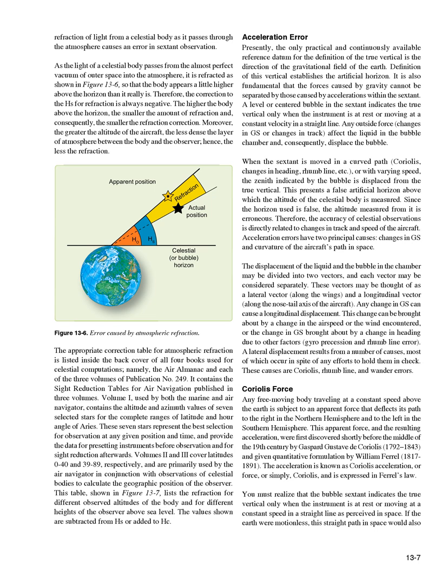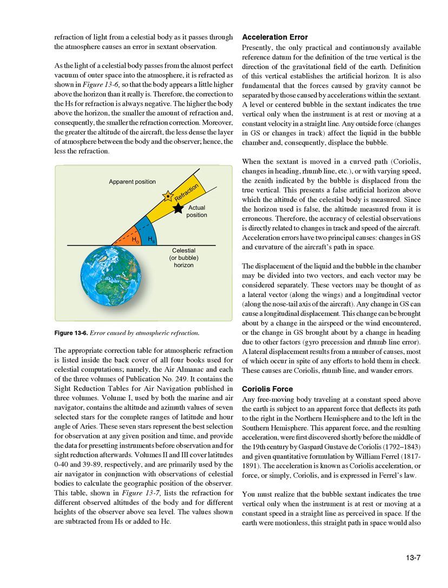Coriolis force: any free-moving body traveling at a constant speed above the Earth is subject to an apparent force that deflects its path to the right in the northern hemisphere and to the left in the southern hemisphere. This apparent force, and the resulting acceleration, were first discovered shortly before the middle of the 19th century by Gaspard Gustave de Coriolis, 1792–1843, and given quantitative formulation by William Ferrel, 1817–1891. The acceleration is known as Coriolis acceleration, or force, or simply Coriolis, and is expressed in Ferrel's law.